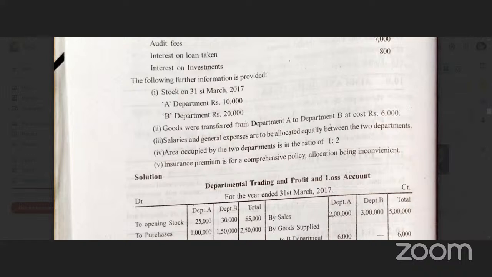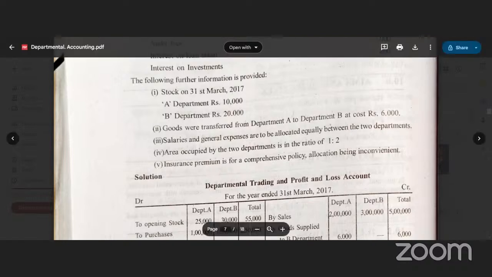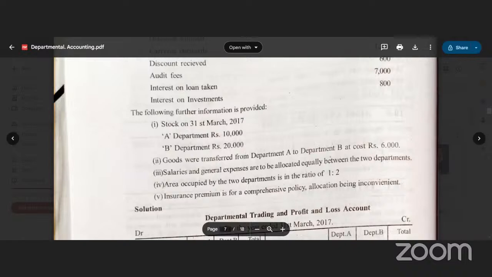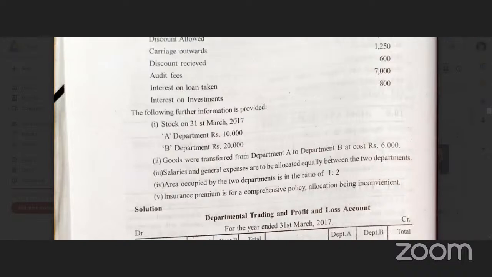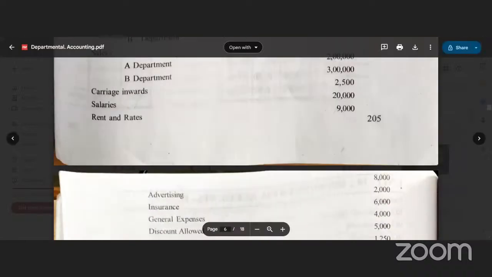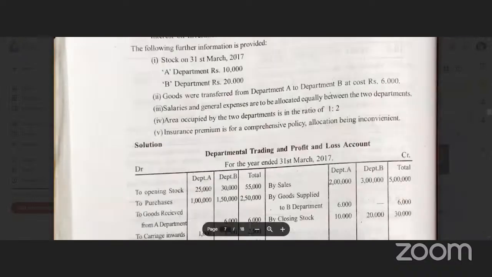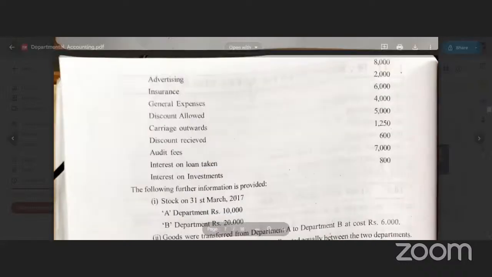Based on size only, whether you pay or you receive for your house. So area occupied only. It's a single bedroom only, that is the double bedroom only, so we charge more. Do you say or not? So like the simple ways, you should connect yourself with the subject. So rent and rates we divide among the departments based on their area occupied. It is given, see here in the question, fourth point, area occupied by the two departments is 1:2. In this ratio we divide. Understood?